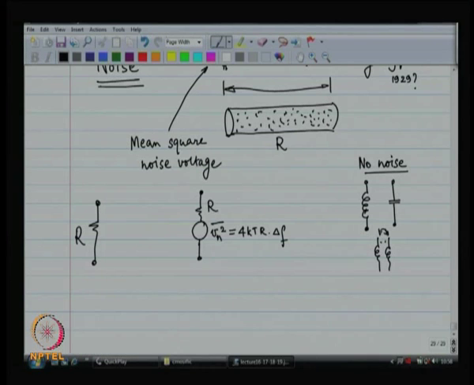Inductors and capacitors are noiseless elements. Inductors and capacitors are also lossless elements, all the others are lossy elements. You can also put mutual inductances in this group of lossless, noiseless elements. So, if you make a circuit which is passive and lossless, then it is also going to be noiseless. It is not going to add any noise of its own.